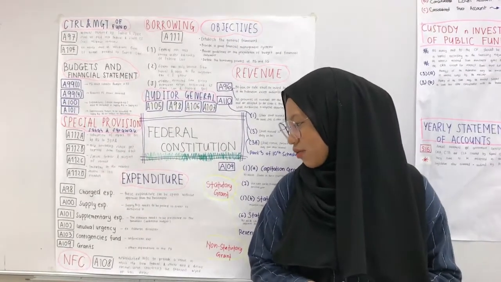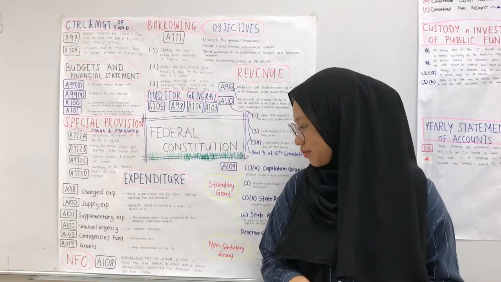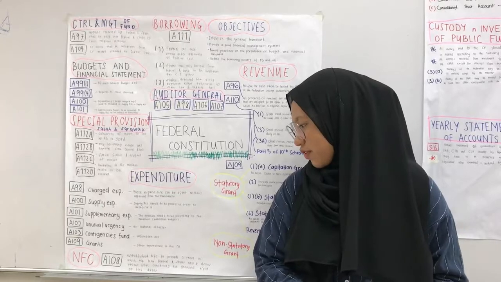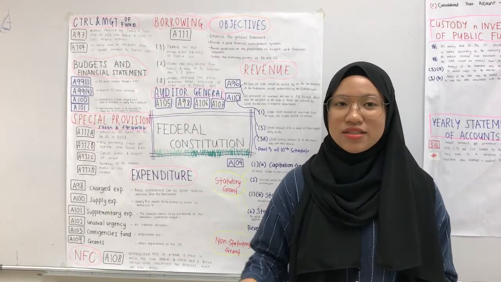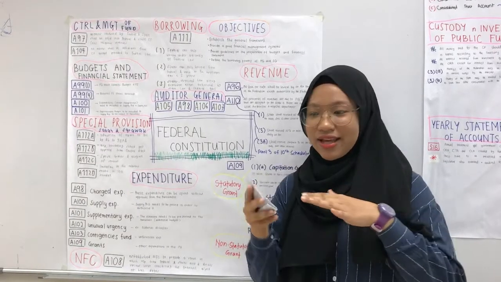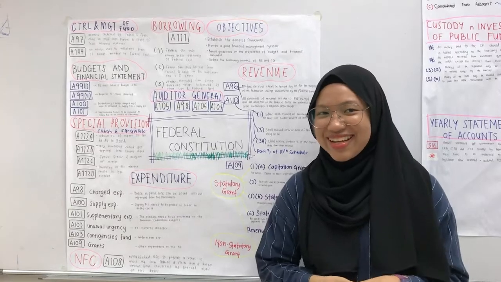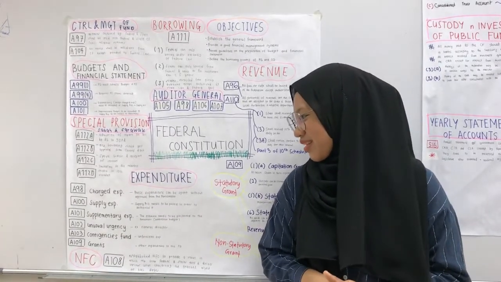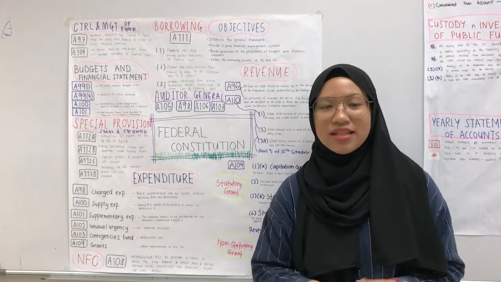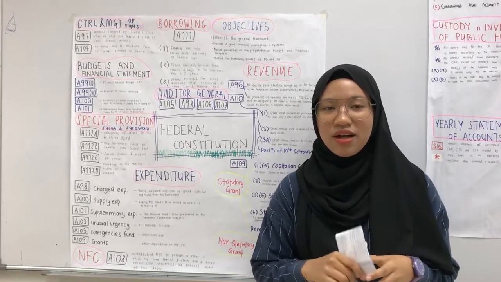Article 103 is for the contingent fund, and this expenditure is for unforeseen expenditure, for example in the airline industry. Lastly, Article 109 of the Federal Constitution covers other expenditure of the federal government, which are grants.